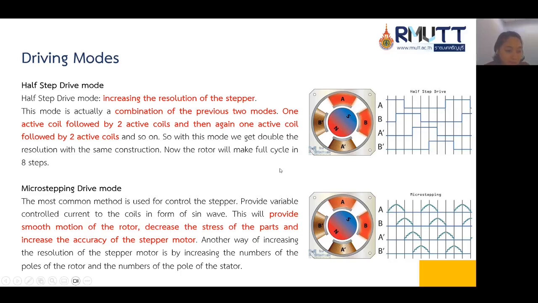And then the last is micro stepping drive mode. The most common method used for controlling the stepper. Provide variable control current to the coils in the form of a sine wave. This will provide smooth motion of the rotor, decrease the stress of the parts, and increase the accuracy of the stepper motor. Another way of increasing the resolution of the stepper motor is by increasing the number of poles of the rotor and the number of poles of the stator.